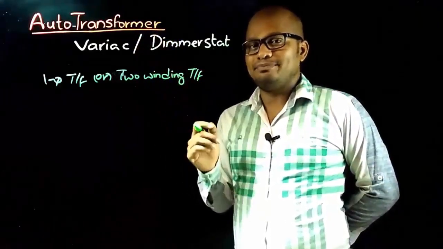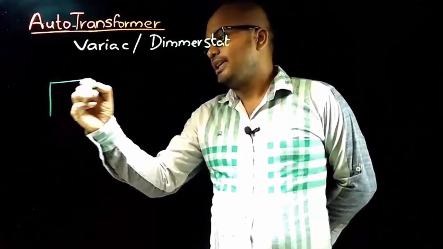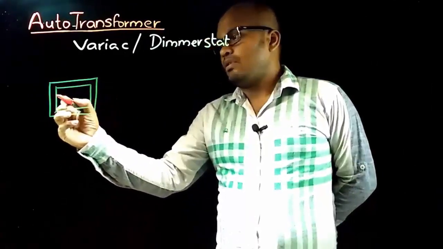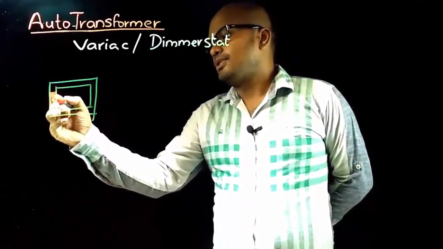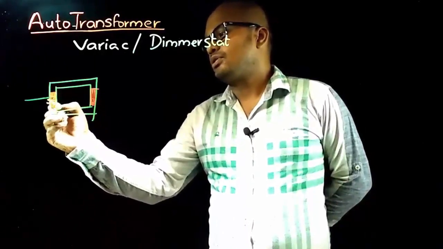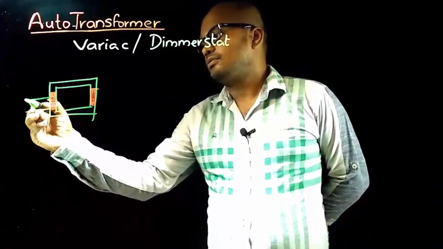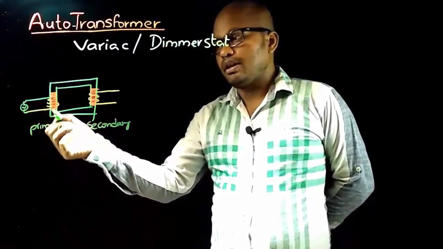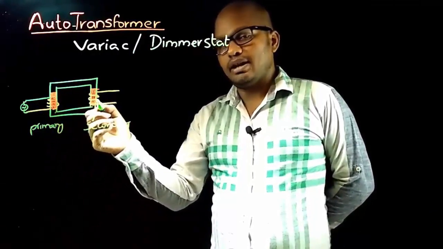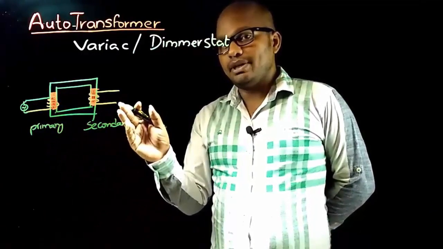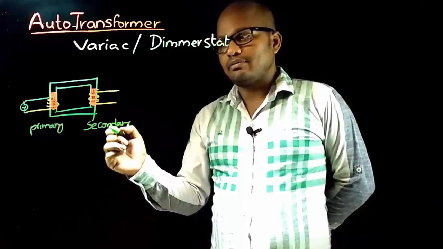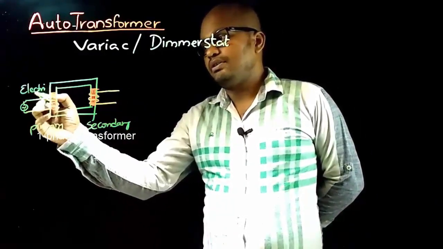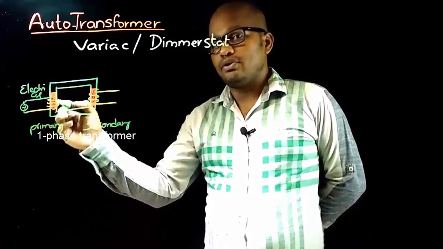Now let's know them. A single phase transformer or two winding transformer consists of a core on which there will be insulation present and on which winding is wound. The side of the transformer at which the source is connected is called the primary side, and that winding is called the primary winding. The side of the transformer at which the load can be connected is called the secondary side, and that winding is called the secondary winding of the transformer.